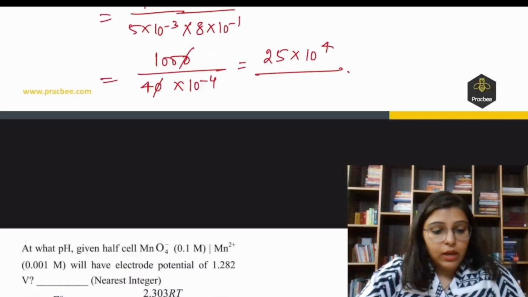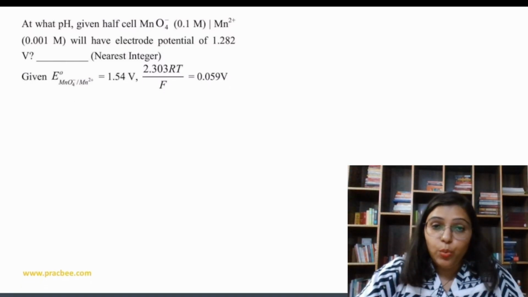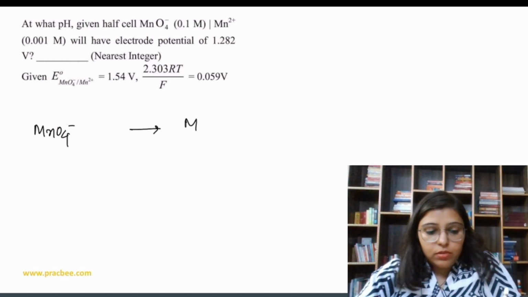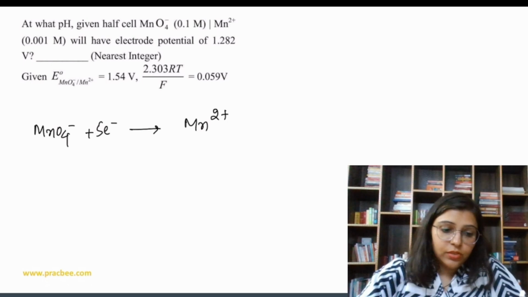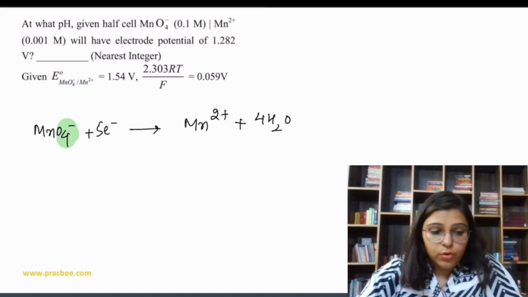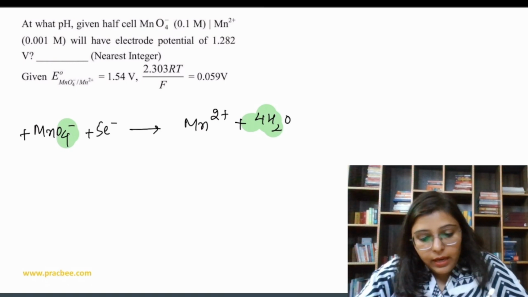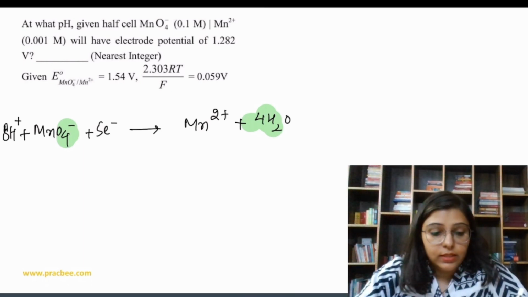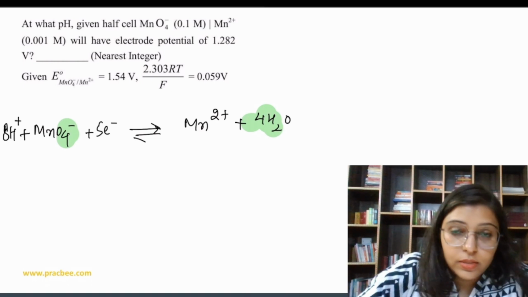Okay. Now let's do the next question. At what pH is the given half cell, in which MnO4- is converted to Mn2+? This is an acidic medium. So a change of 5 electrons, then we have to balance oxygen with 4 water molecules, because here we have 4 oxygen. Then we have to balance hydrogen: 4 twos are 8, so we write 8H+ over here. This is how we balance, and this is the half cell reaction.